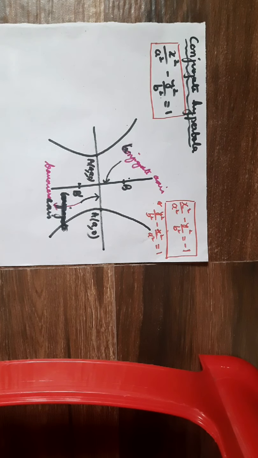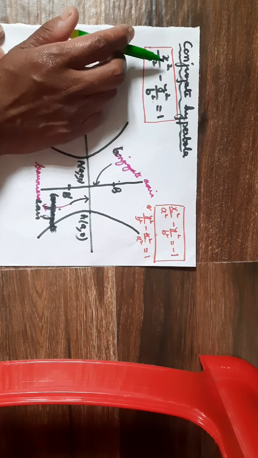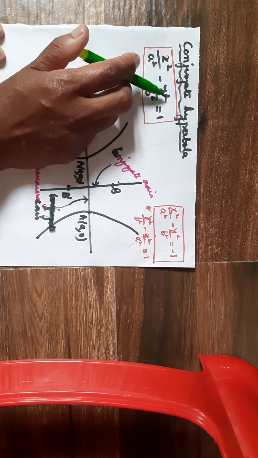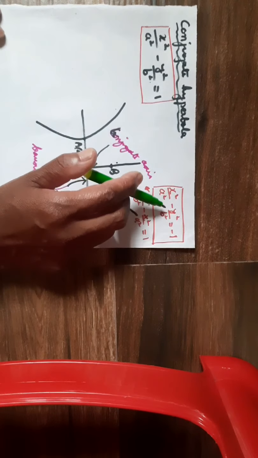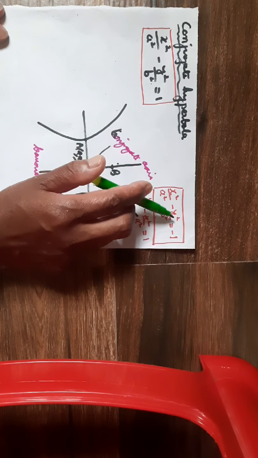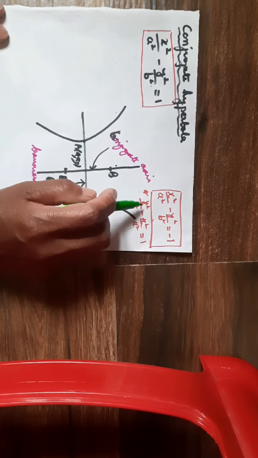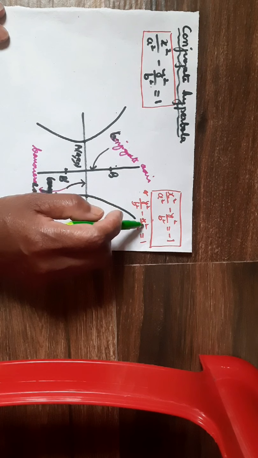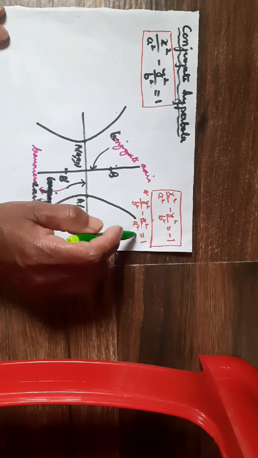Now, let us discuss this conjugate hyperbola. We know that the standard equation of the hyperbola is given by x square upon a square minus y square by b square is equal to 1. But if you replace 1 by minus 1, then the equation will become x square by a square minus y square by b square is equal to minus 1. Or multiply by minus sign, then you will get y square by b square minus x square by a square is equal to 1. So this is the equation of the conjugate hyperbola.